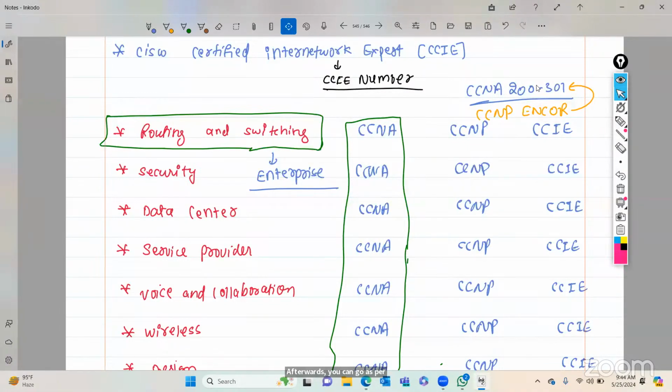Someone is asking a question in the chat box: what is the difference between ENCOR and ENARSI? These are CCNP level certifications. CCNP ENCOR is related to the routing and switching part, and ENARSI is all about the troubleshooting part, because you know that in networking, implementation is crucial as well as the troubleshooting part. So ENARSI is aligned more towards troubleshooting.